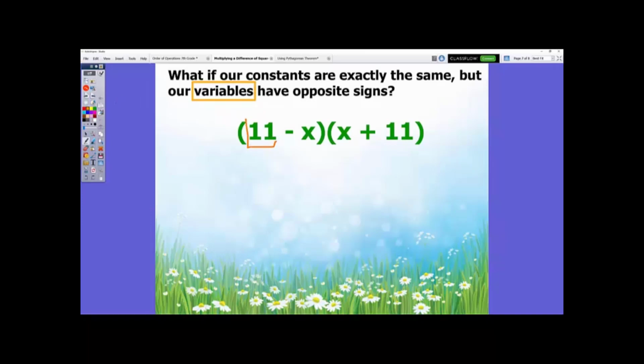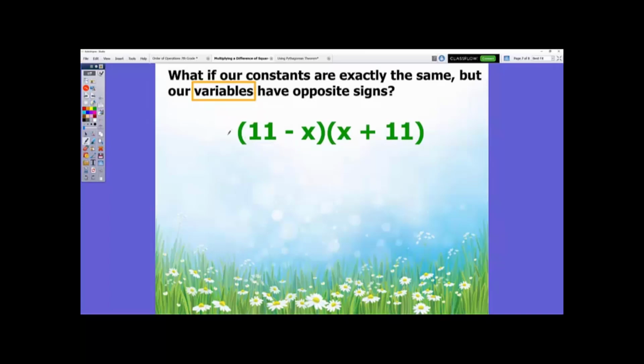So as you can see, let's stay color-coded. You can see our constants this time are identical. They're both positive 11, but it's our variables this time that have the opposite signs. So negative x and positive x. Does the same thing happen? Well, let's find out if our term to the power of 1 cancels itself out again.